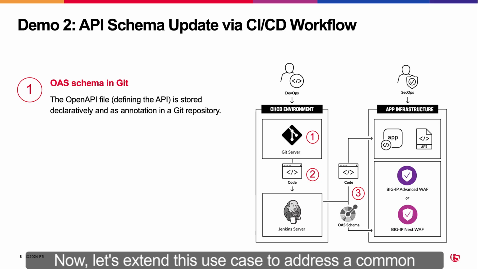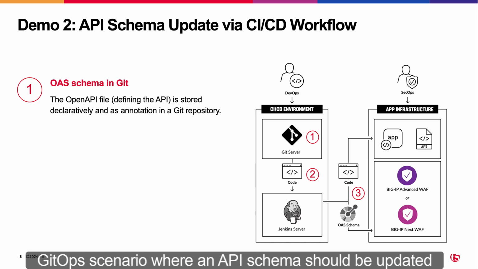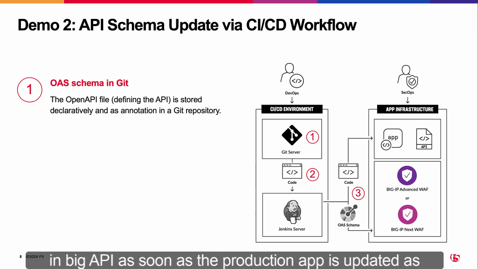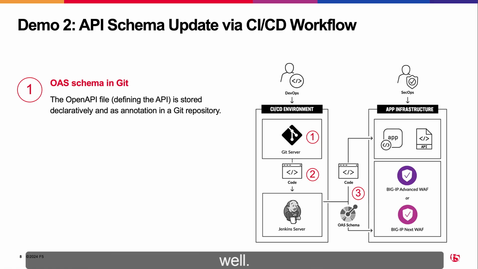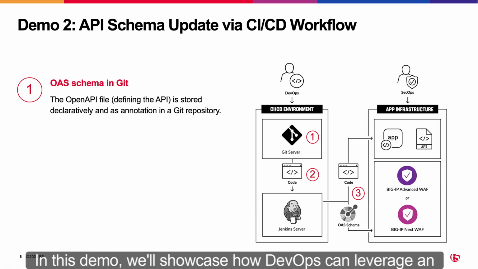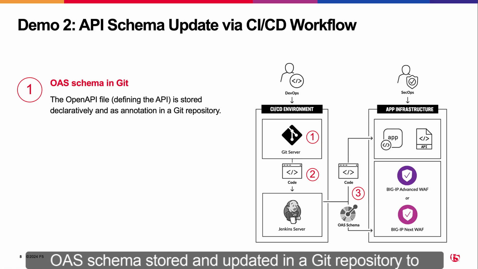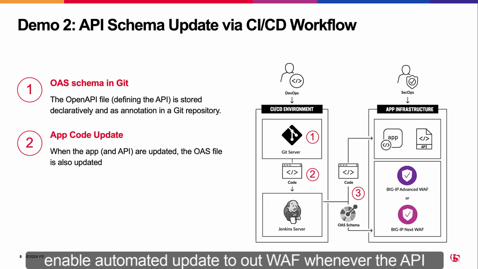Now, let's extend this use case to address a common GitOps scenario where an API schema should be updated in BIG-IP as soon as the production app code is updated as well. In this demo, we'll showcase how DevOps can leverage an OAS schema stored and updated in a Git repository to enable automated updates to our WAF whenever the API changes.